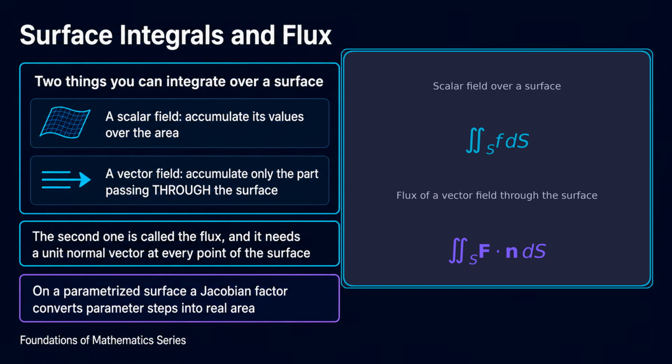Notice that the flux needs a unit normal vector at every point, which means the surface must have a consistent choice of side. In practice, you parametrize the surface with two parameters, and a Jacobian factor converts steps in those parameters into real area, exactly as the factor r did for polar coordinates in Chapter 3.